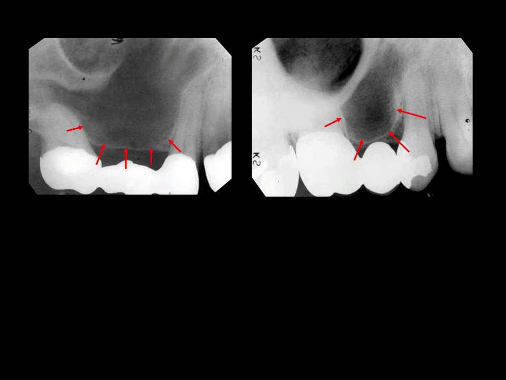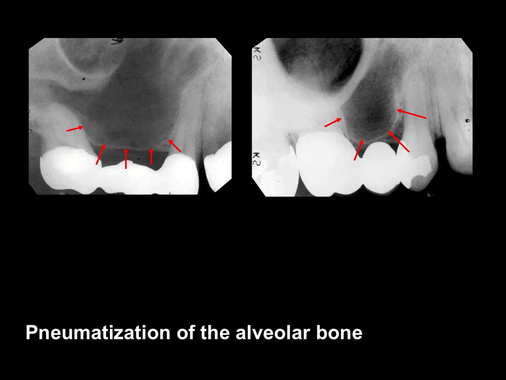Both these patients show a phenomenon which occurs quite frequently after the extraction of teeth in the posterior maxilla. This is called pneumatization of the alveolar bone. When teeth are extracted, instead of bone filling in the socket, the maxillary sinus will expand into the alveolar ridge. This is a useful feature to recognize, particularly with the case shown on the left side of the image.